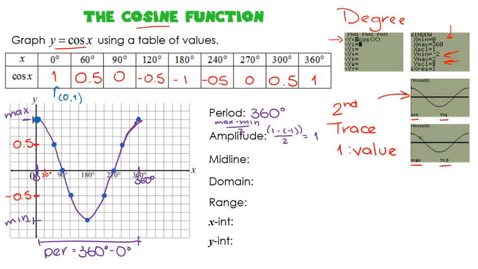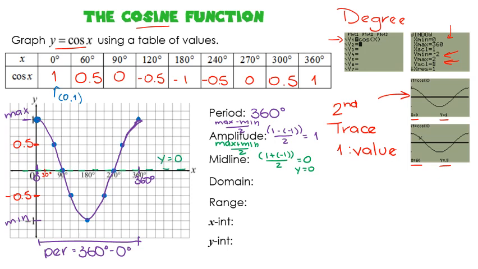For our midline, we're going to take the formula max plus min and then divide by 2. So we're going to have 1 plus negative 1 and then divide that by 2. And that will give us a midline of 0. So the line y is equal to 0, which lies right on top of the x-axis, is going to act as our midline.